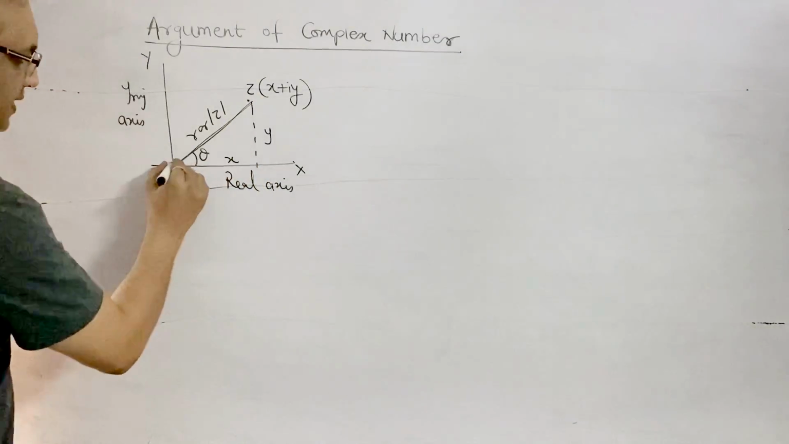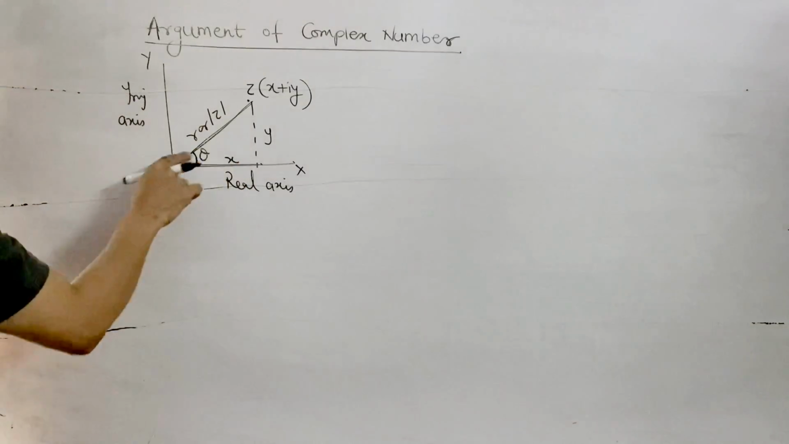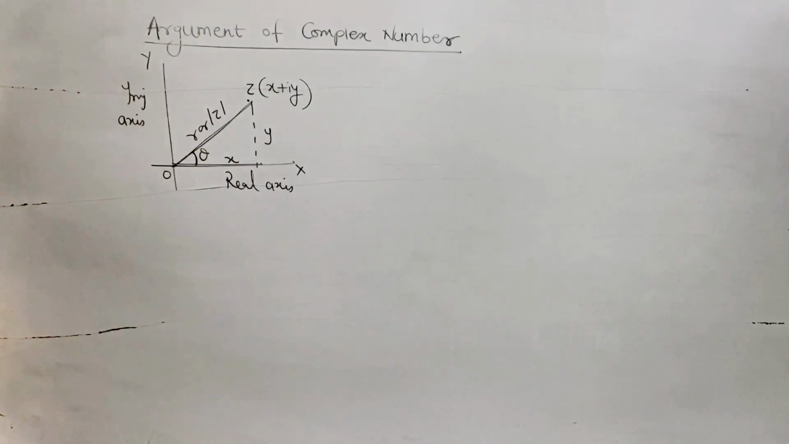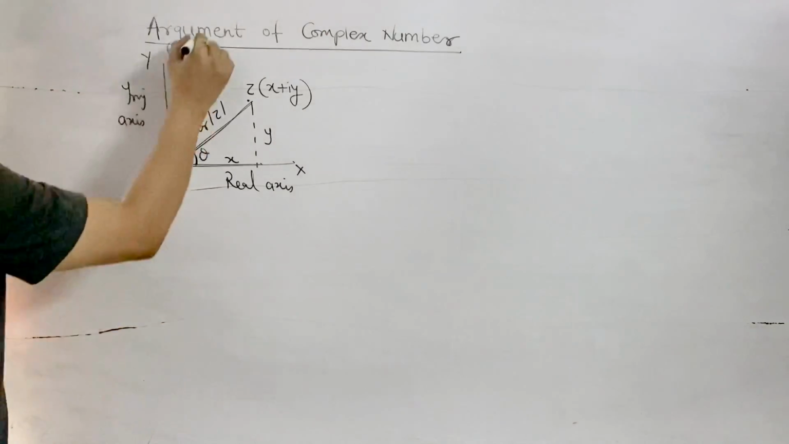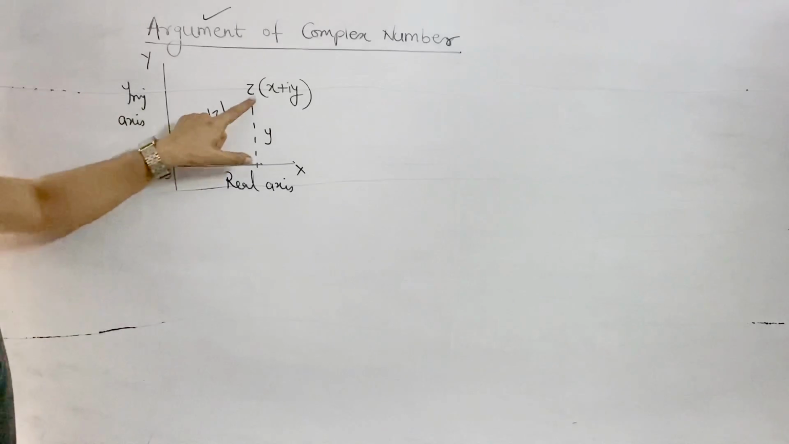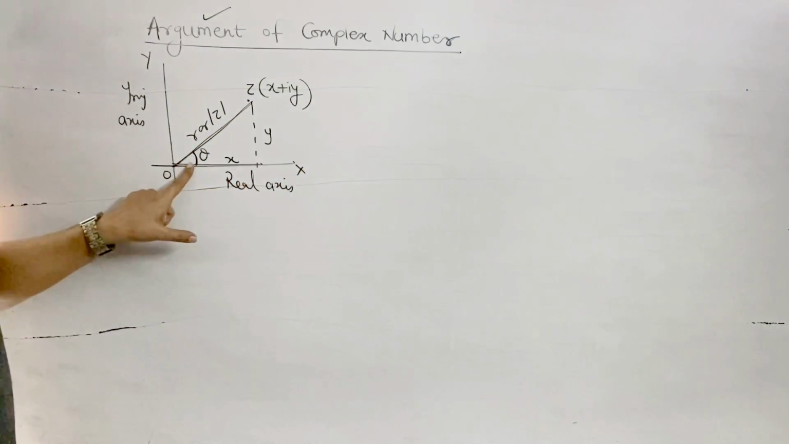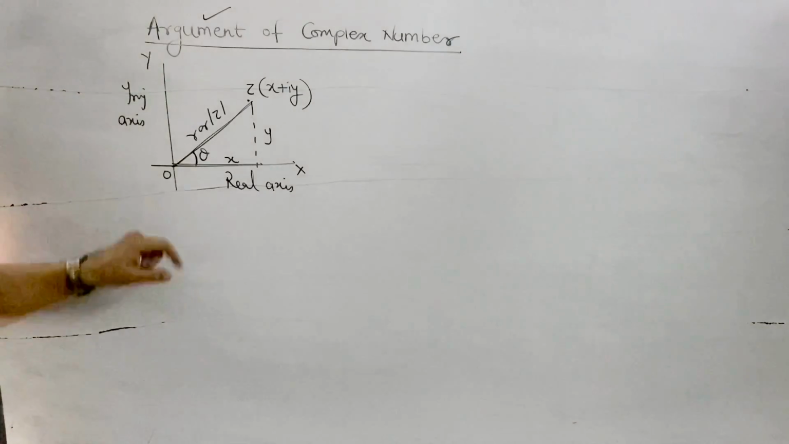Suppose this line makes an angle of theta with the real axis. This line is making an angle of theta with the real axis. This angle theta is called the argument. This angle which this line makes with the real axis is called the argument of the complex number.